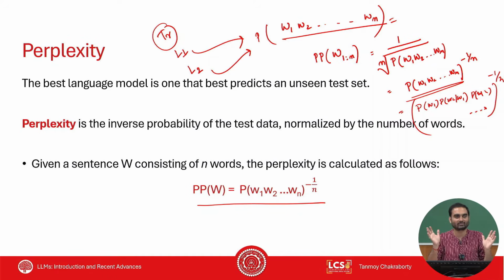For the time being, forget about this nth, forget about this 1 by n. Just 1 by this probability. Let's assume that this is simply P of W1, W2 ... Wn, to the power or nth root of this probability. So what is this nth root? This is the geometric mean. The inverse geometric mean. We know the arithmetic mean, geometric mean.